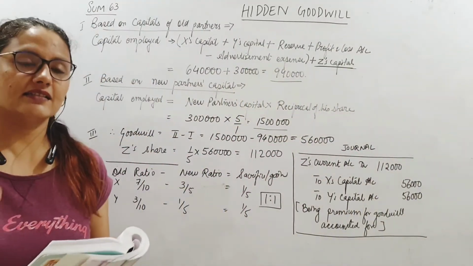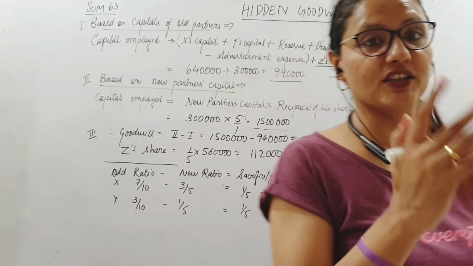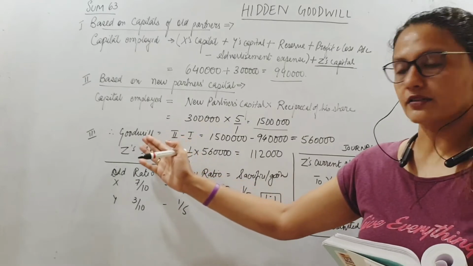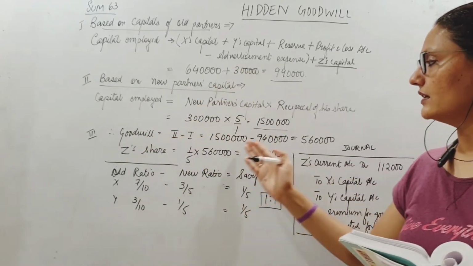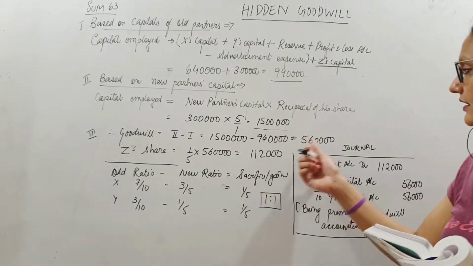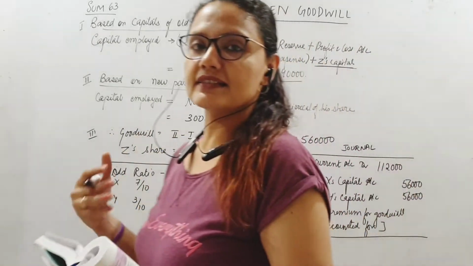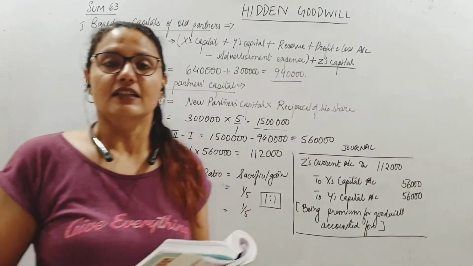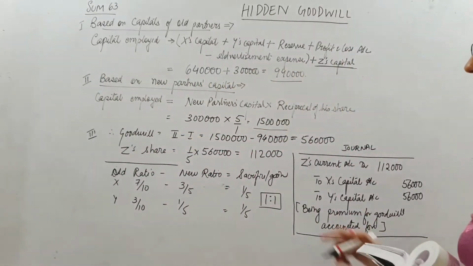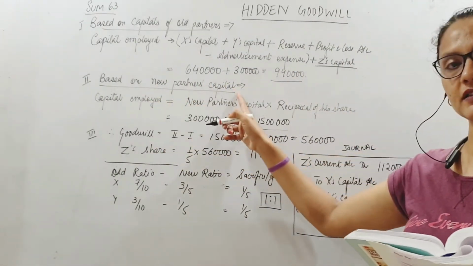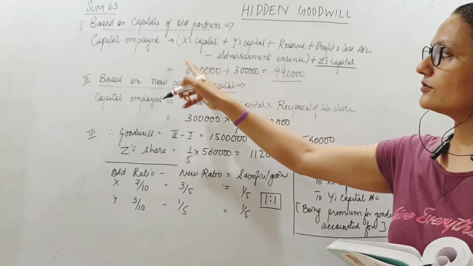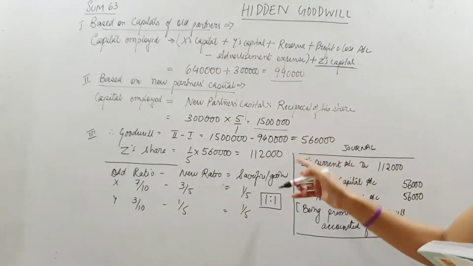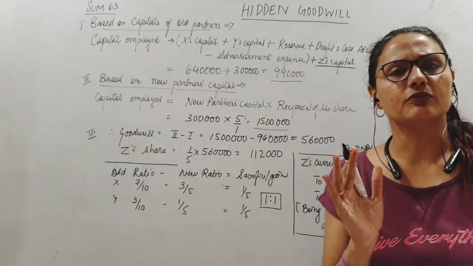Definitely, there is this goodwill element involved here. Yahi goodwill, hidden goodwill. So hidden goodwill kitna hua? If this I subtract from 2 and 1, from 2 I subtract 1, 15 lakhs minus 9 lakh 40,000, I get 5 lakh 60,000. So kitna excess hum log calculate kare net worth? 5 lakh 60,000. But that is the goodwill of the firm. Correct? So goodwill of the firm is calculated as this capital based on new partners capital minus based on whatever the old partners, existing partners, the balance sheet figures and all that milakar jo aaya usko minus kar diya. So 5 lakh 60,000 ho gaya tumhara goodwill of the firm.